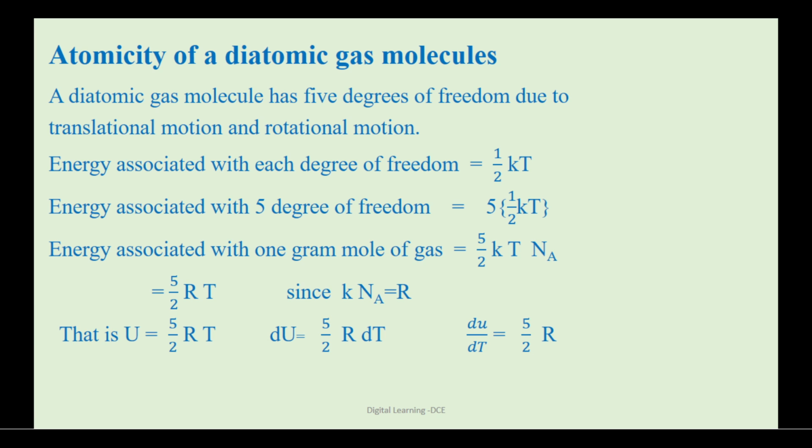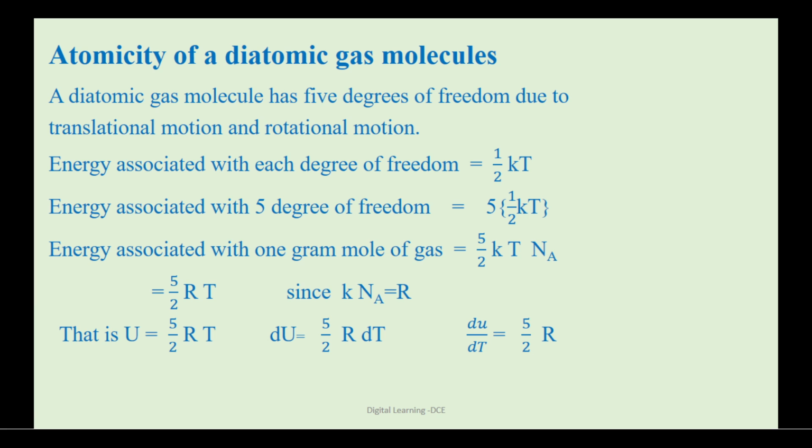In order to calculate the atomicity value of gas molecules, first we have to know the values of Cp and Cv. By using degrees of freedom, the law of equipartition of energy, and Mayer's equation, we can calculate the values of Cv and Cp, and then the atomicity of any gas molecule. So here we can calculate the atomicity of diatomic gas molecules.